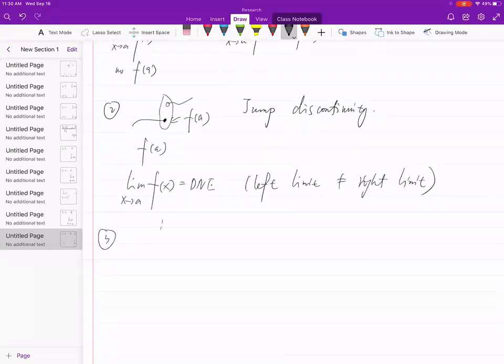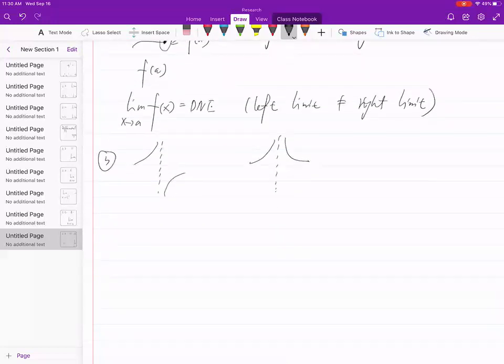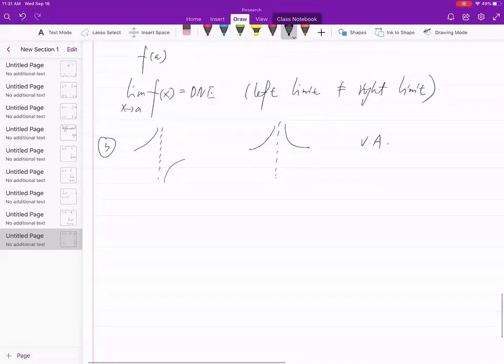Number 3. We know it's not continuous, of course, right? We call it vertical asymptote. What happened to this case? What's the limit? Does not exist. Then don't compare. Of course, it failed, not continuous.